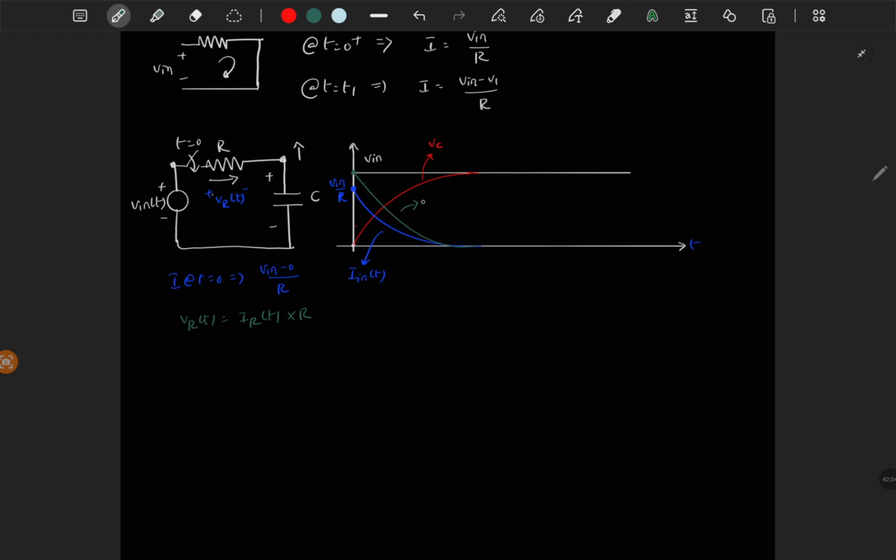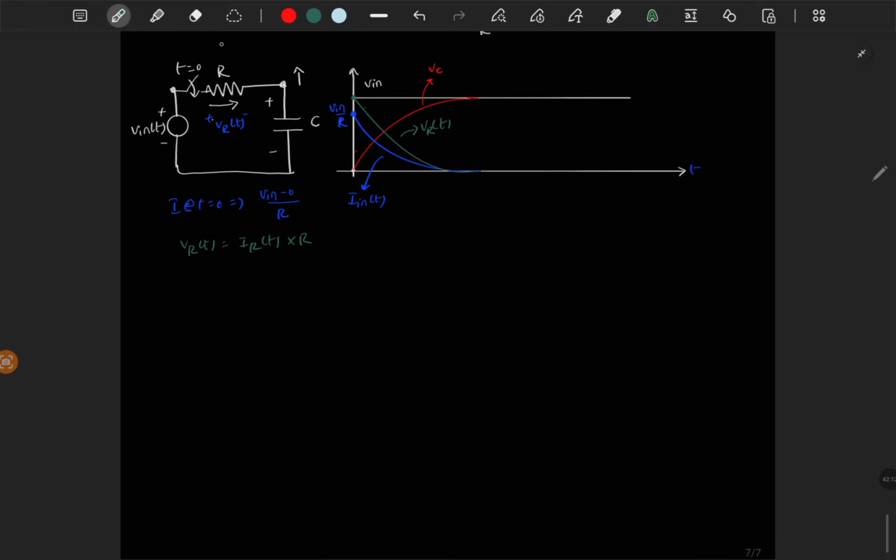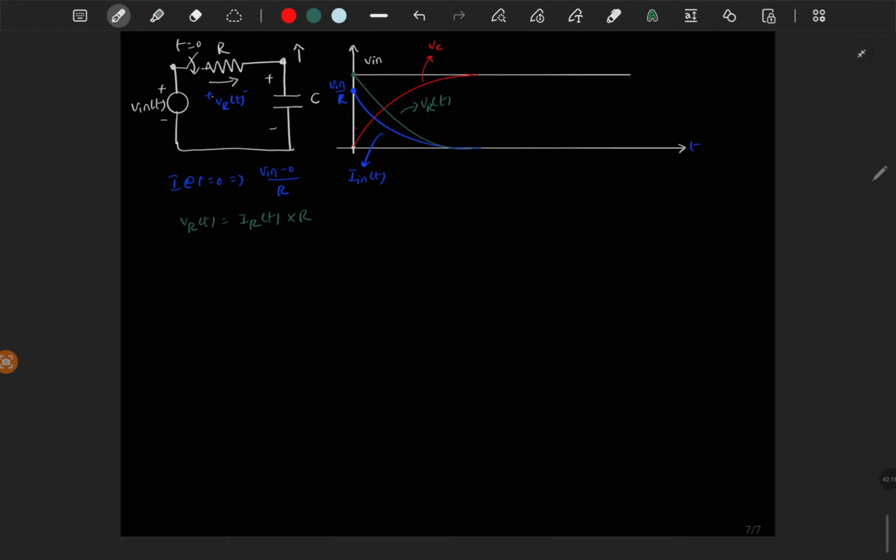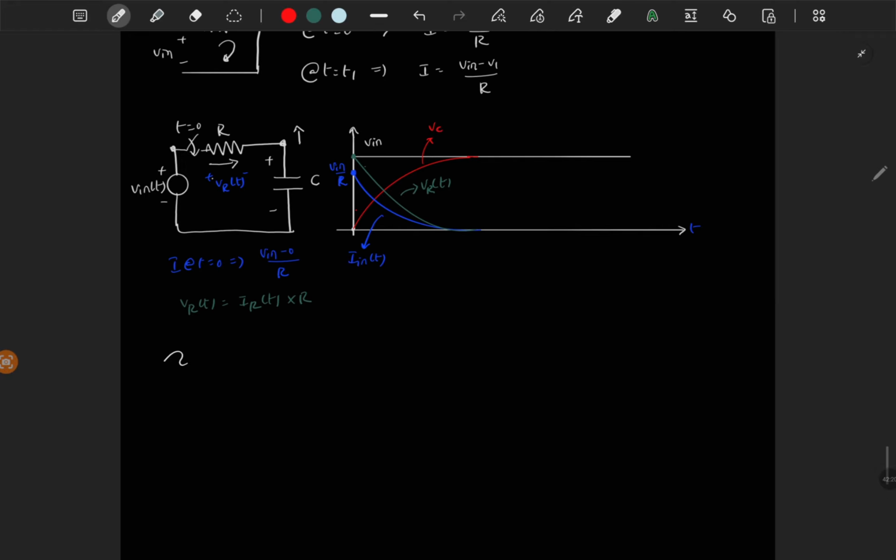Yeah. This is Vr of t. Okay, now maybe we can derive the expressions. There are a lot of methods for derivation. You can write KVL and solve that differential equation.